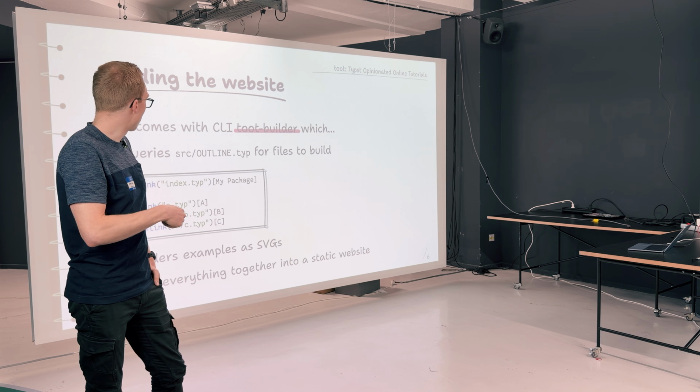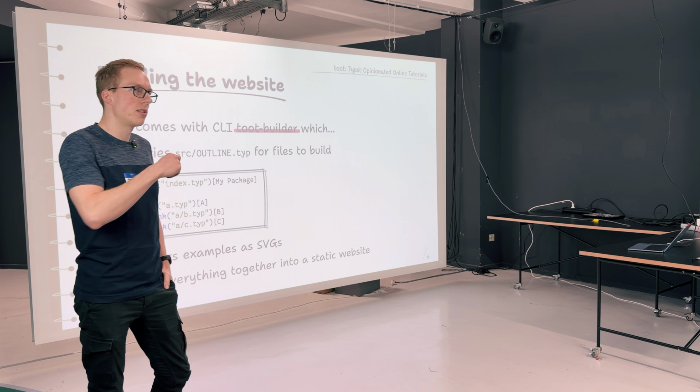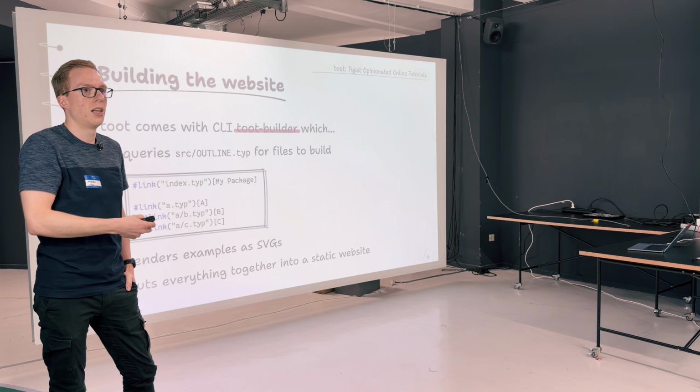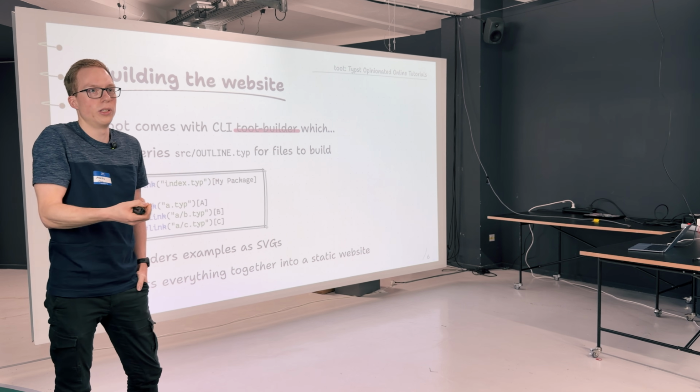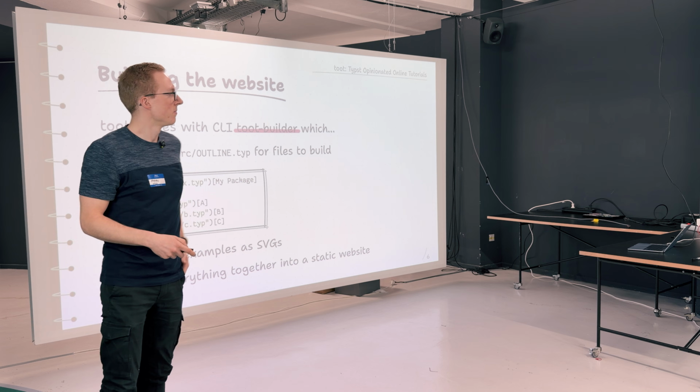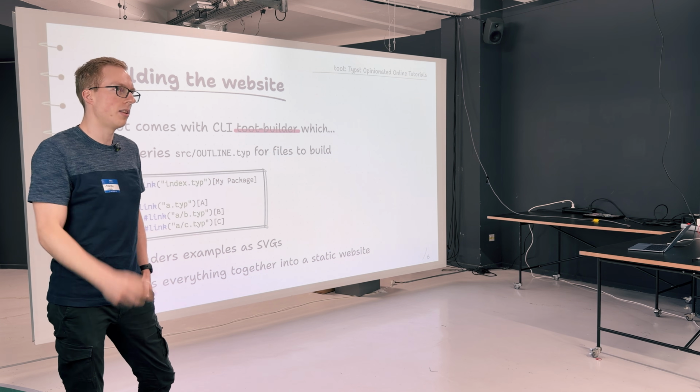And now by querying it for those links, it finds all the files that are referenced in this outline, and then it knows what the files are to build. So if you want to have a draft, something you don't want to have in the book, you can just leave it out of this outline, and then it won't appear.